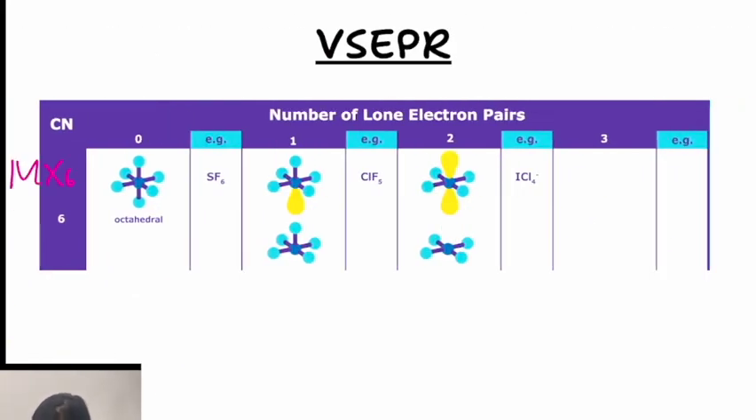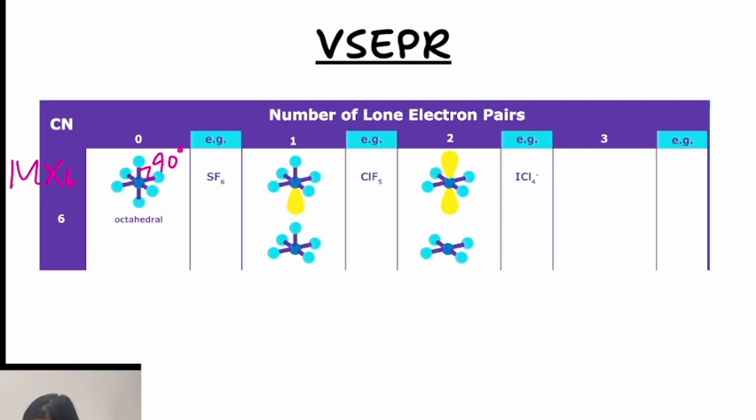The very last one is MX6, when the center atom is surrounded by 6 electron pairs. This is actually kind of rare. SF6 is one of the only examples. This means the center atom will have two electron pairs on left and right, on front and back, up and down. All of these electron pairs are 90 degrees away from each other, and that's why we call it octahedral.